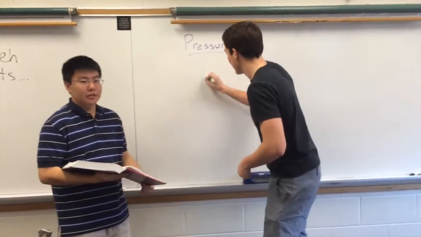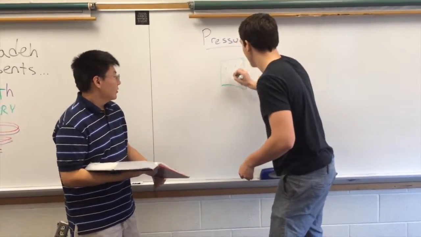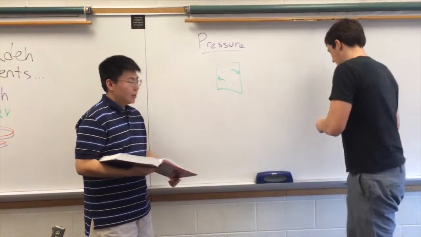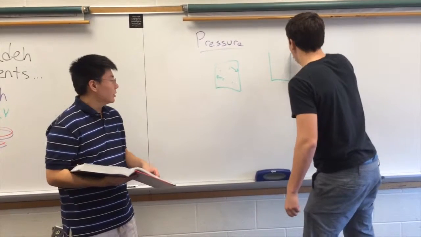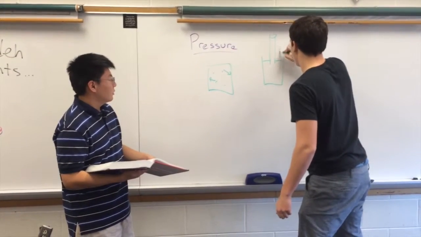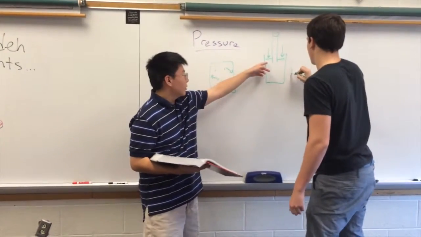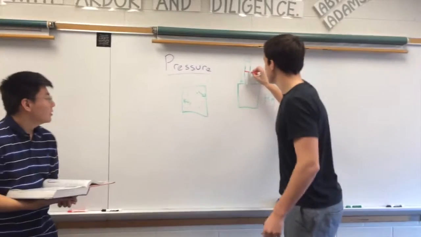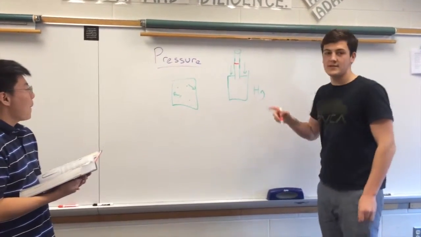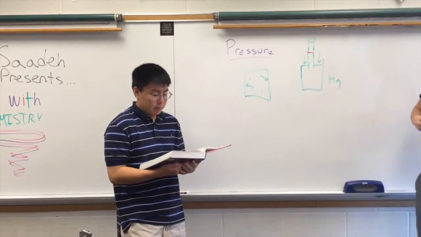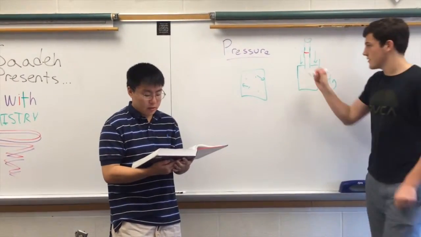A gas exerts pressure onto its container when the gas particles hit the walls of the container. Atmospheric pressure is when the gases of the atmosphere exert pressure on a surface, like this barometer, mercury. 760 millimeters of mercury is equal to 1 atmosphere at standard temperature and pressure. Another name for a millimeter of mercury is a torr.